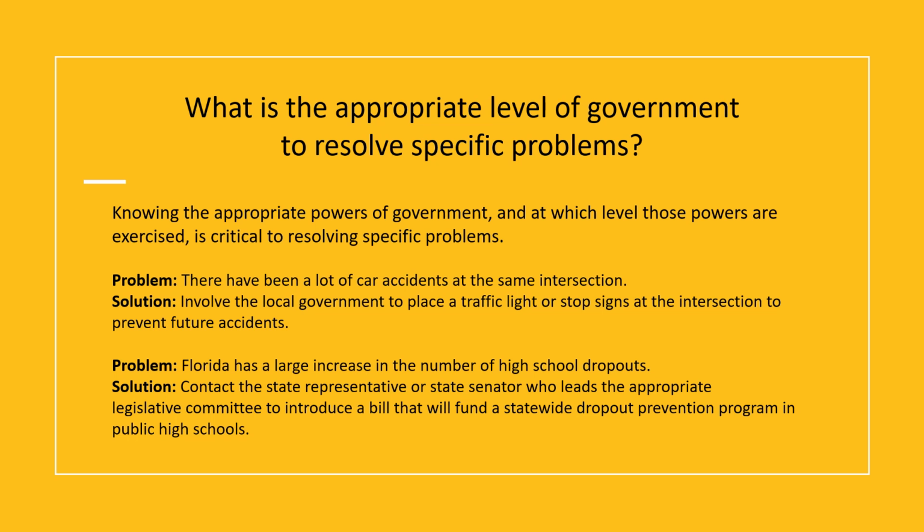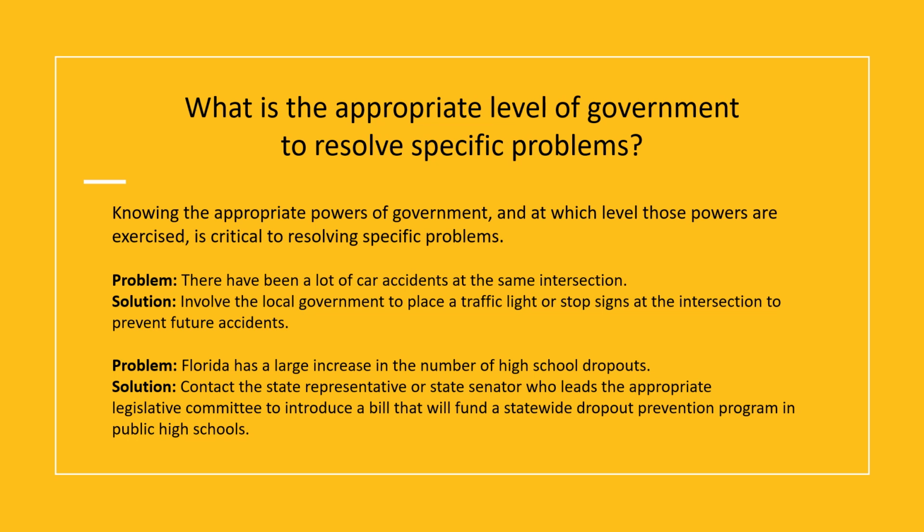And consequently, it is in the public interest for there to be fewer high school dropouts, rather than a higher percentage of dropouts, or to keep that number the same. In other words, not to try to fix that issue is to not increase the number of students who are receiving high school diplomas. What might be a solution? Contact the state representative or state senator who leads the appropriate legislative committee to introduce a bill that will fund a statewide dropout prevention program in public high schools.